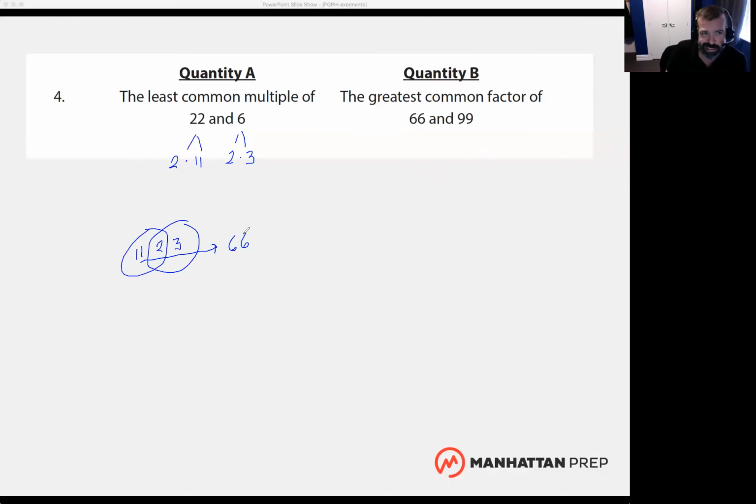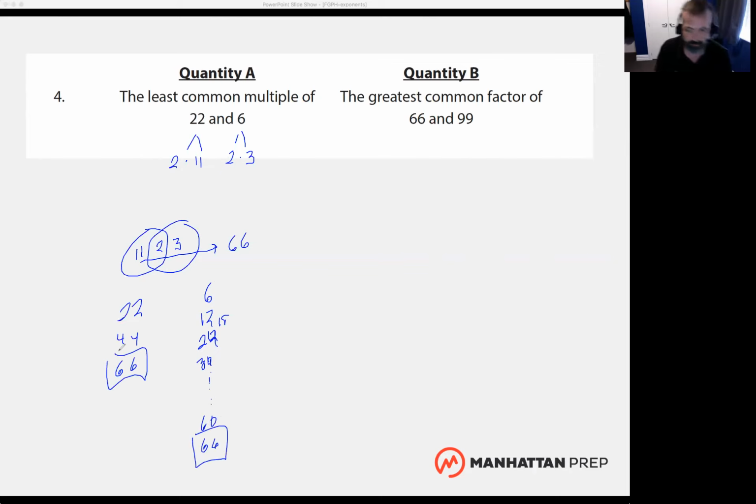And if you want to double check that while you're working your homework, go for it. You're 22, 44, 66. So those are your multiples of 22. Multiples of 6 are 6, 12, 18, 24, 30, and so on, 60, and 66. All right. So the first common multiple you run into is going to be 66.